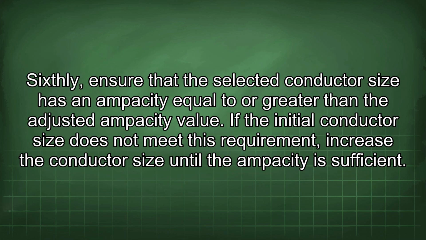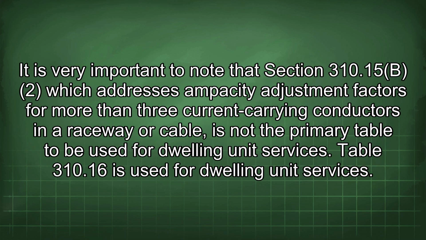Sixthly, ensure that the selected conductor size has an ampacity equal to or greater than the adjusted ampacity value. If the initial conductor size does not meet this requirement, increase the conductor size until the ampacity is sufficient. It is very important to note that Section 310.15(B)(2), which addresses ampacity adjustment factors for more than 3 current carrying conductors in a raceway or cable, is not the primary table to be used for dwelling unit services. Table 310.16 is used for dwelling unit services.